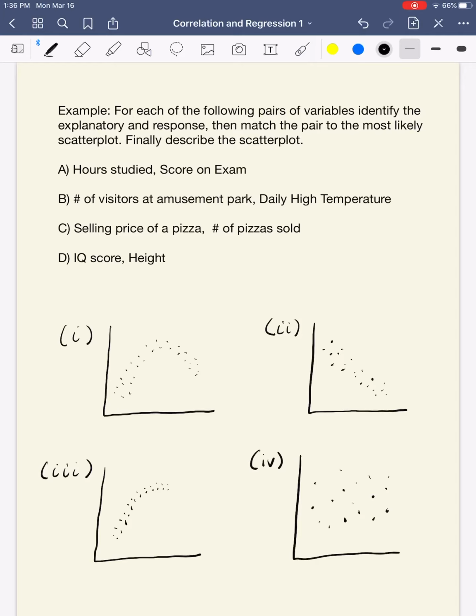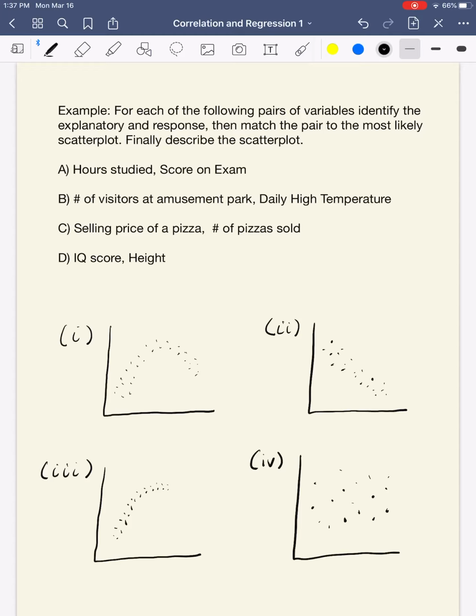So we're going to try to look at each of these pairs of variables. We're going to figure out which one should be considered explanatory and which one should be considered response. Then we're going to match the pair of variables with the most likely scatterplot shown below. And then once we've done that, we'll try to describe that scatterplot, at least as best as we can, with the sort of terminology we have thus far.